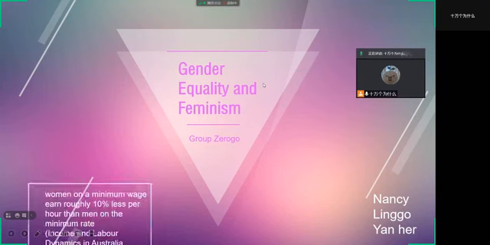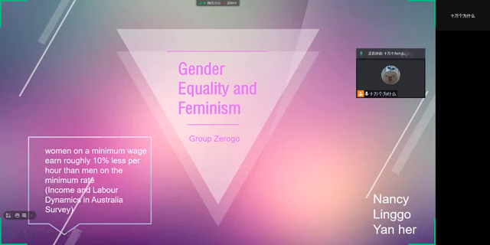Okay, first let's think about the truth that, based on the study of Household, Income and Labour Dynamics in Australia survey, women on a minimum wage earn roughly 10% less per hour than men on the minimum rates. The statistics in this sentence reveal the importance of gender equality and feminism.